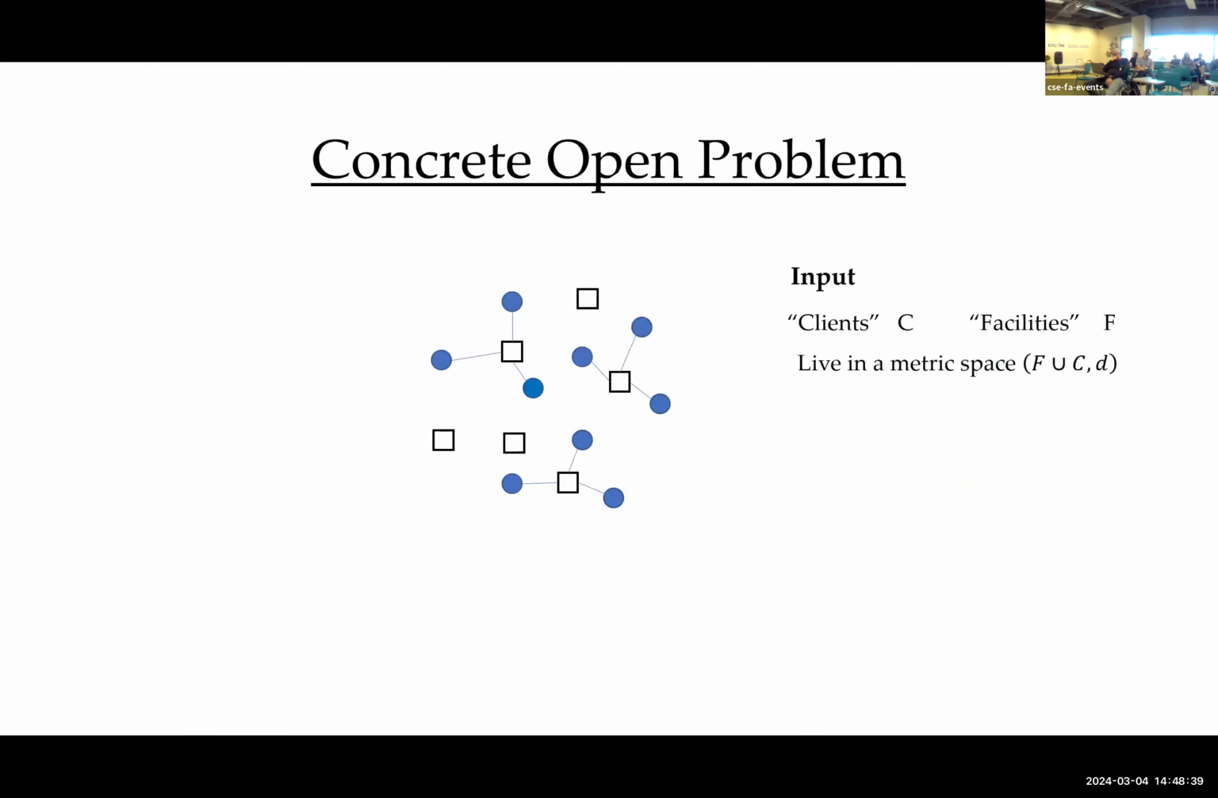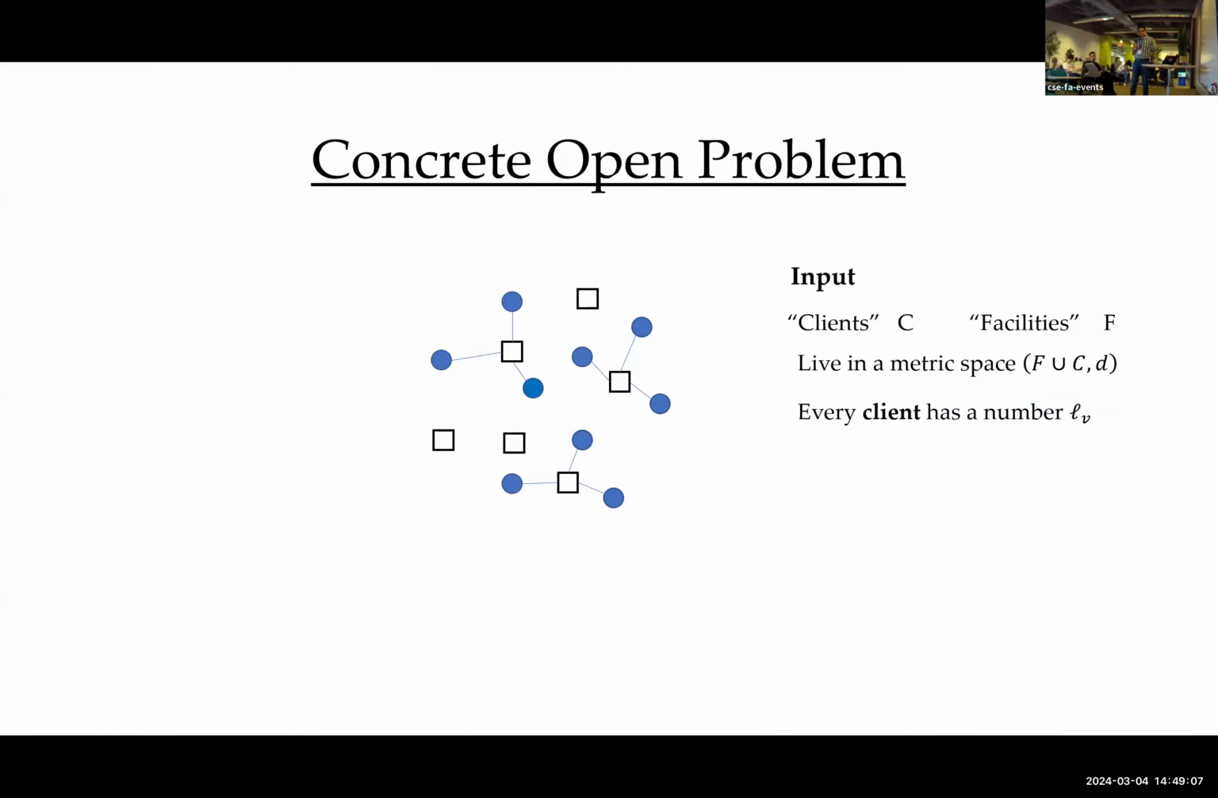Okay, let me then end with a concrete open problem. The setting is going to be slightly different. The problem is going to be fault tolerant k-center. What is fault tolerant k-center? Again, clients and facilities living in a metric space. I want to open centers, but every client now has a number, ell_v. Think of ell_v as 2, 3, 4 or something.